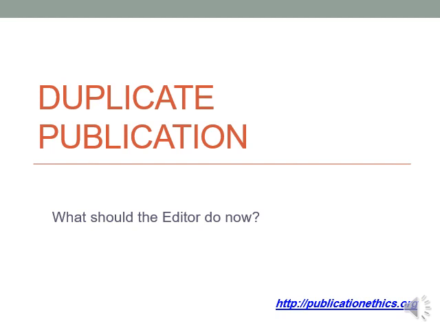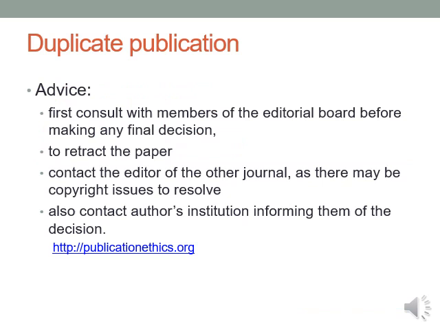As an editor, if you find a duplicate publication, what should you do? First, consult the members of the editorial board before making any decision, because the decision usually is to retract the paper. Okay, and we will contact the other journal that has the copy, resolving the copyright issue. We also contact the author and the institution of the author about this unethical or unaccepted attitude.